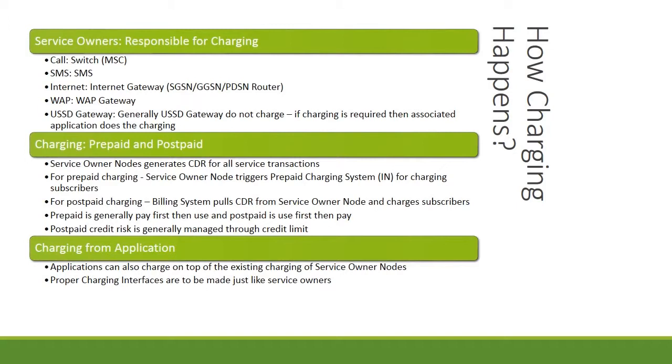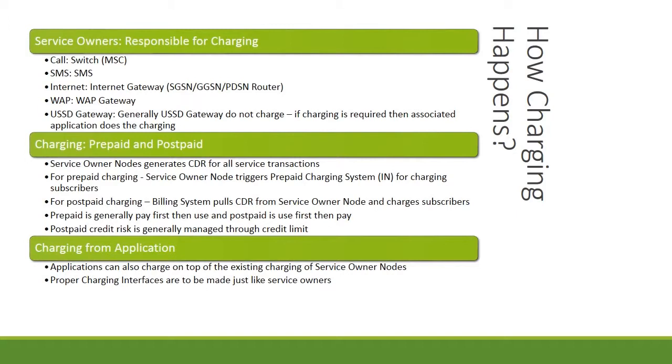For charging prepaid subscribers, there is a single node called the IN, or Intelligent Network. All prepaid subscribers are charged through the IN. That means the switch, SMSC, AAA, WAP gateway, or the applications for the USSD gateway have to interact with the IN for prepaid subscriber charging. So for prepaid, billing components need to interact with the IN, and for postpaid, a CDR is generated. Billing software pulls the CDRs and processes them for charging.